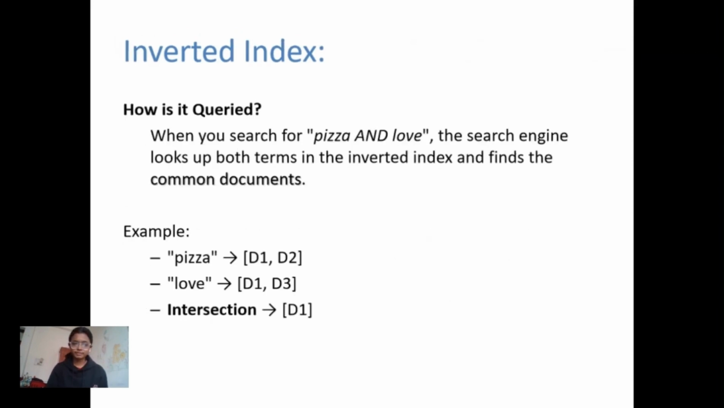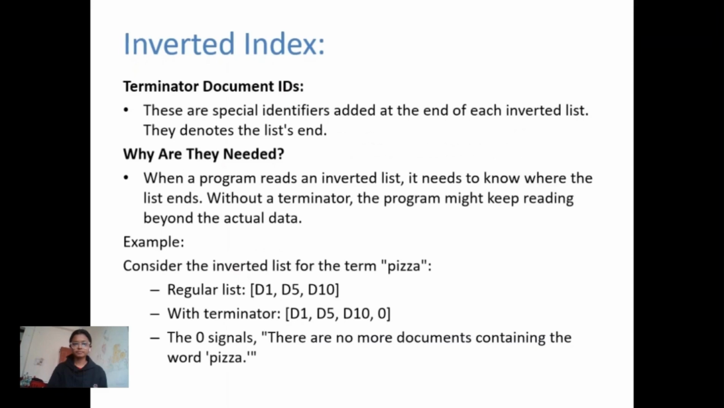So, how is it queried? When you search for pizza and love, the search engine looks up both terms in the inverted index and finds the common documents. It will search for the document which contains both the words pizza and love. Example, pizza is in D1 and D2 and love is in D1 and D3. So both words occurred in D1, so the intersection is D1.